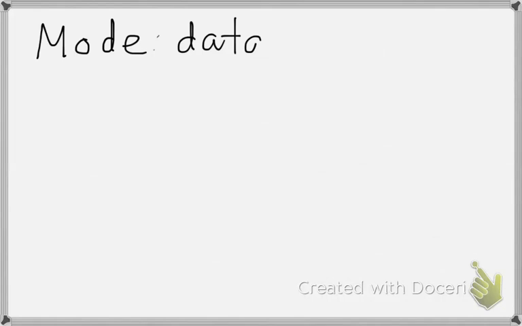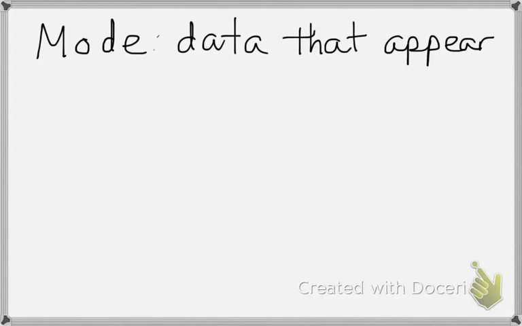All right, next term is the word mode. I wonder how many of you know what the word mode means. Mode. Well, mode is the data that appears the most. Easy enough. The data that appears the most.